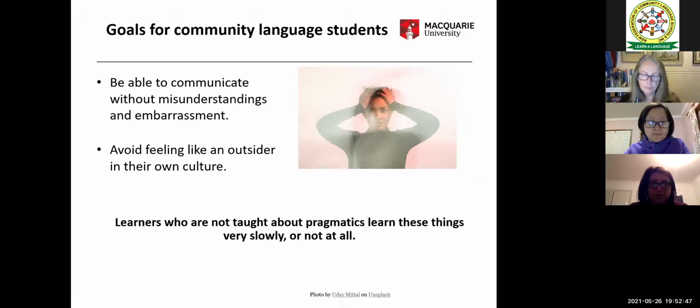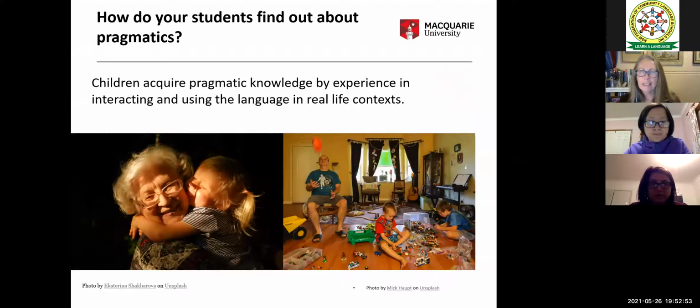Now, we've talked a little bit in the groups already about the first use of the first language. And in a context, like a natural context, people acquire pragmatic knowledge by experience, interacting and using the language in real contexts. But in fact, they might be able to interact with their grandparents, with other kids, with their fathers and so on. But in the community language context, the real reality of it is much more complicated.